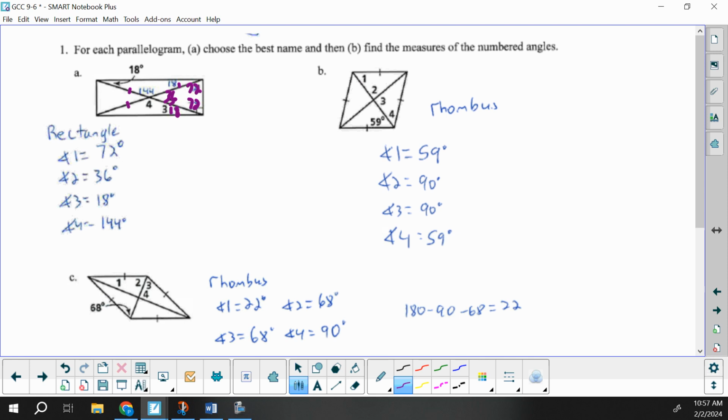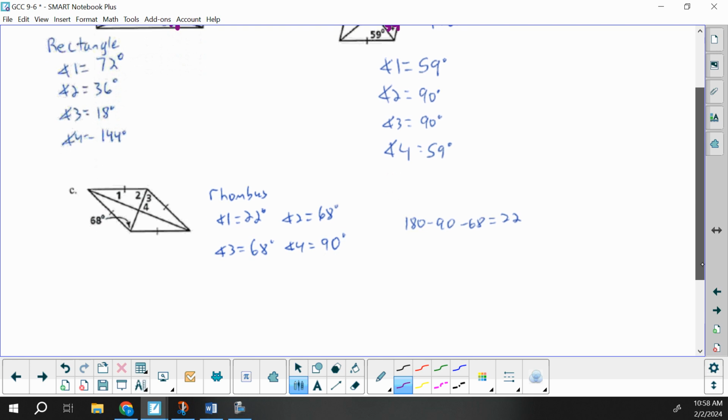Going over to B, because we have 4 congruent sides, that's going to be a rhombus. In a rhombus, we know diagonals bisect the angles, so that gives us that angle 4 has to be 59 as well. We also know that we have parallel opposite sides, so by our zigzag with alternate interior angles, angle 1 has to be 59. And then in a rhombus, the diagonals are perpendicular, so where they cross has to be right angles, that's why 2 and 3 are 90.